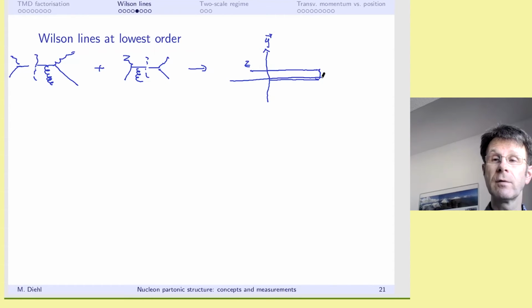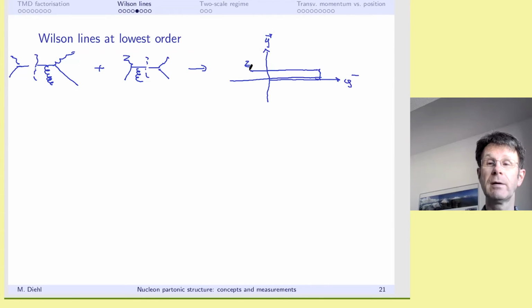So this is the transverse component. This is the light cone coordinate of Y. It goes from Z all the way to positive light cone infinity. And then the other part goes from positive light cone infinity back to the origin, which is where the quark field, the anti-quark field, is sitting. So this is how this full Wilson line arises.